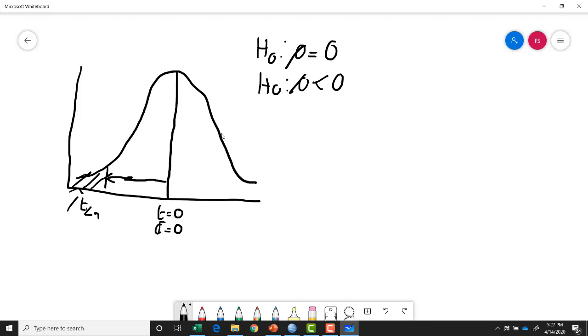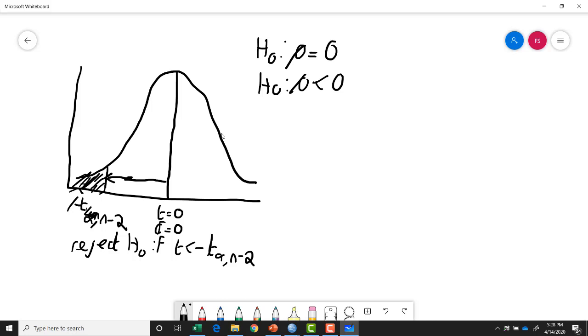So this is going to be my T minus alpha. Sorry, this will be minus T alpha with n-2 degrees of freedom. So we're going to reject H0 if my T is less than minus T alpha with n-2 degrees of freedom.